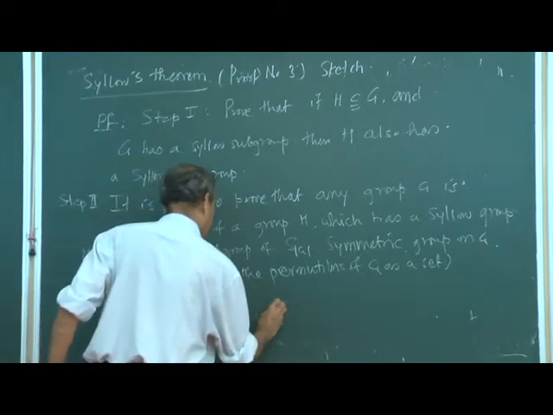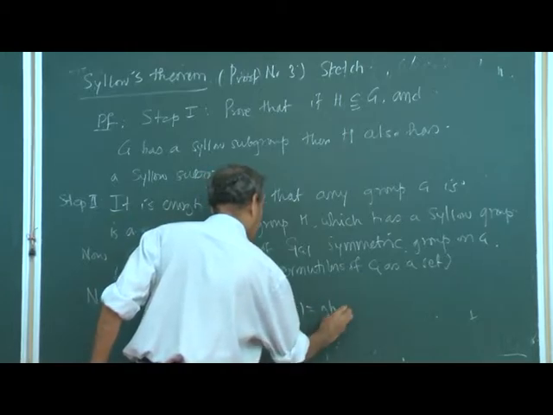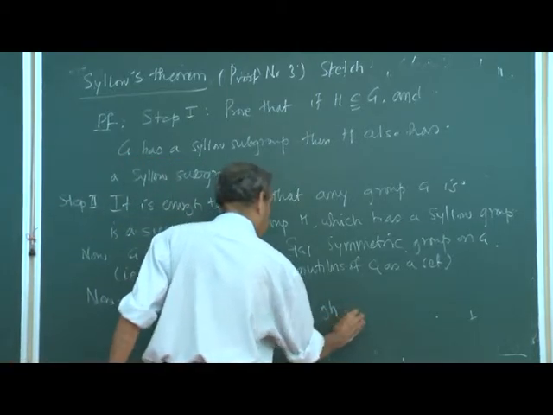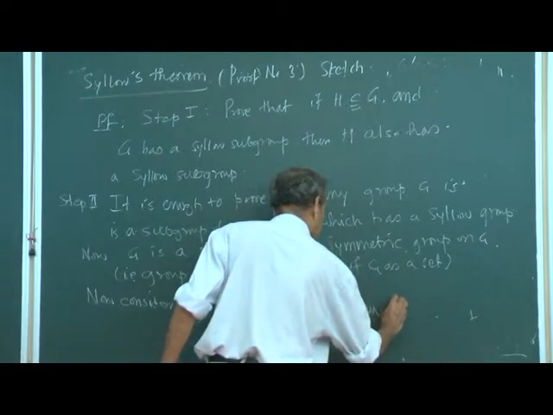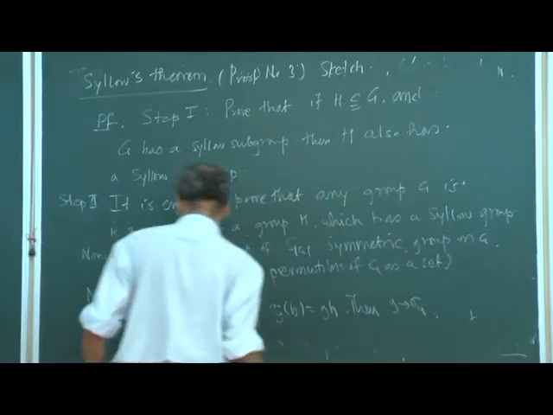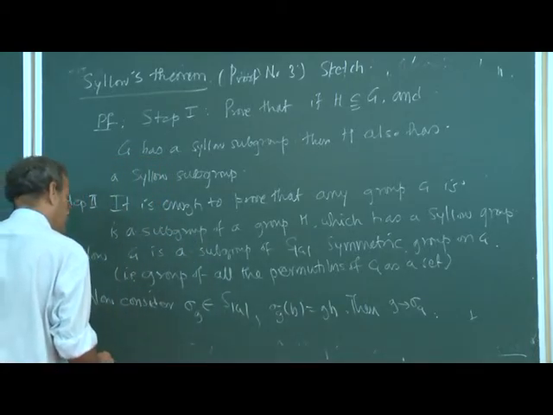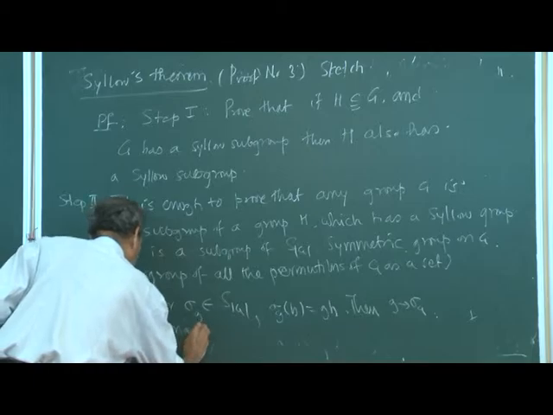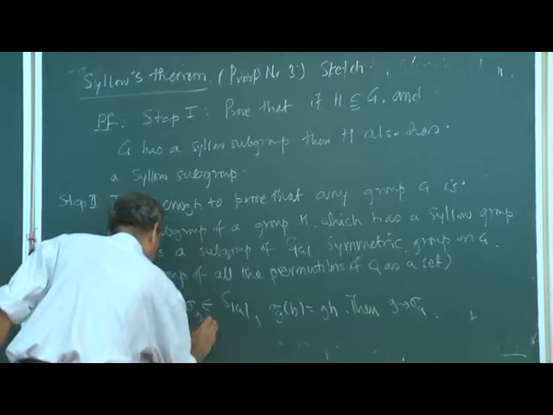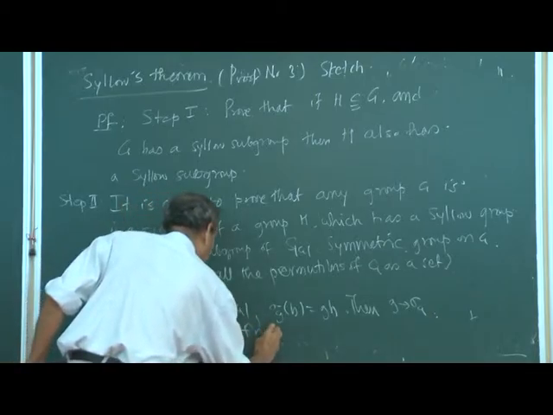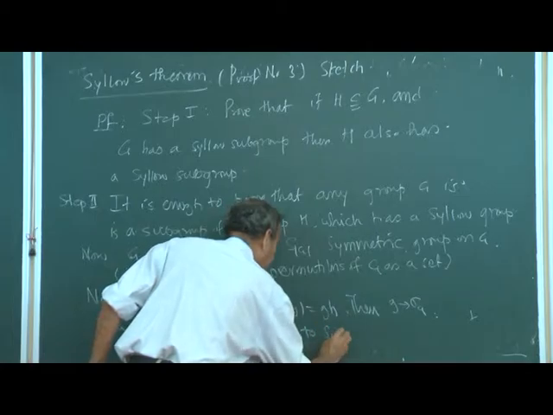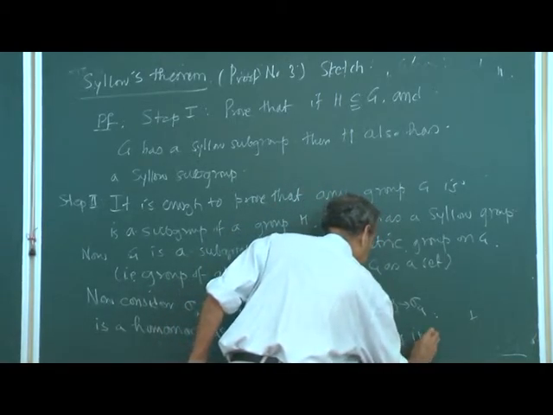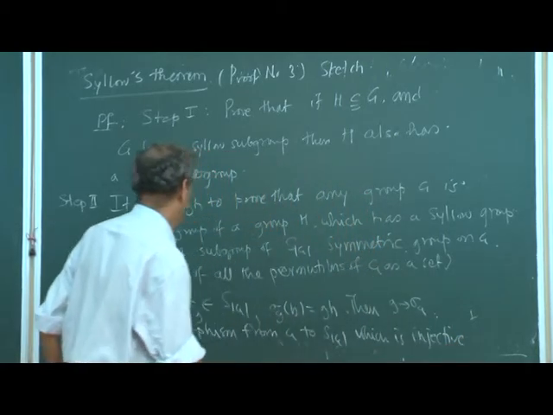Now, consider sigma G in S mod G. Sigma G of H is GH. Now, we can show that G going to sigma G is a homomorphism from G to S mod G which is injective.